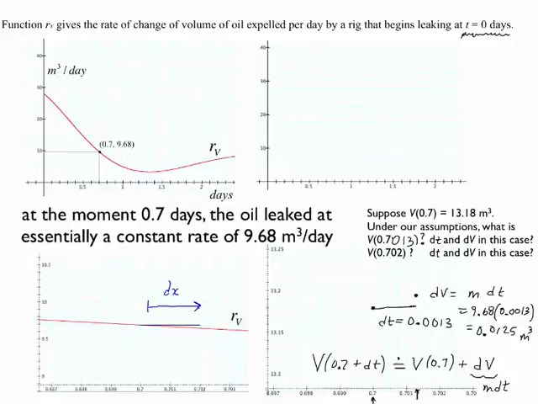So we have a new correspondence point of volume. And that new correspondence point is 0.7013 and 13.1925. And that came from the old V plus the change in V. And the change in V we got from m dt. So this gives us that new point.